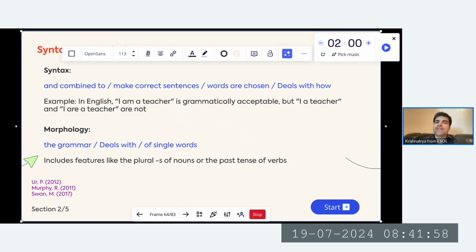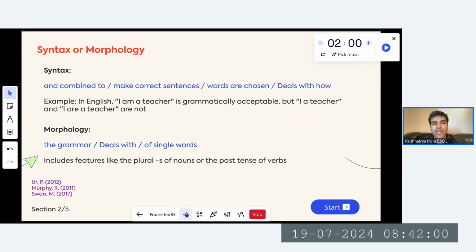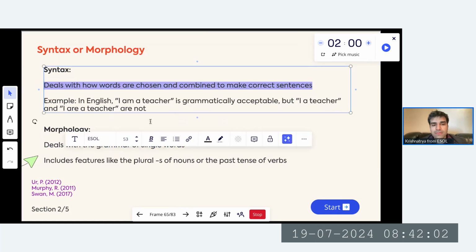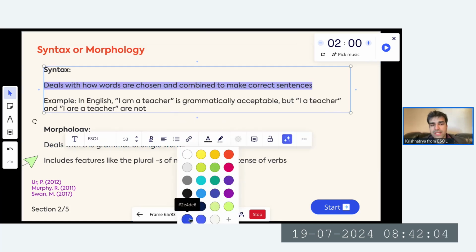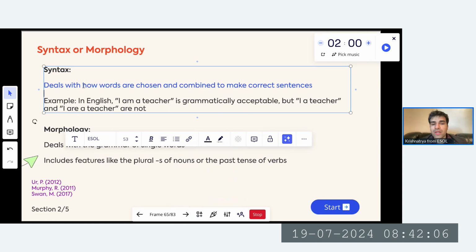So let me show you the answers on the next slide very quickly. Syntax का क्या मतलब होता है? Very simple. Syntax means how you put words together, how words are chosen and are combined together to make a sentence. I repeat, how different words are chosen and combined together to make a sentence. That's called syntax. For example, हम बोलते हैं I am a teacher. We don't say I are a teacher or I a teacher because the words are not used correctly. So a combination of words that come together to form a sentence, that's called a syntax.